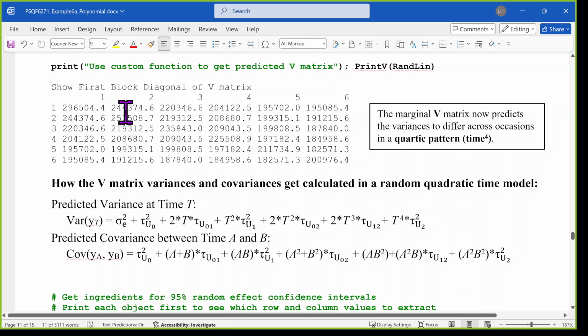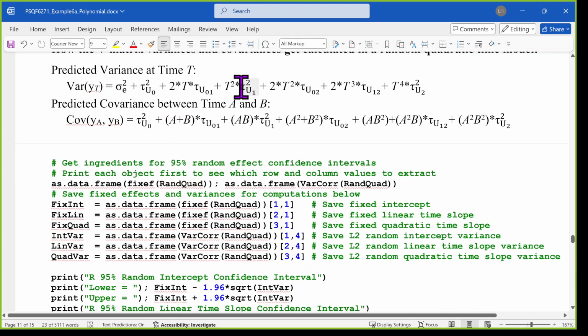So the only thing that I'm showing here is the V matrix because this wasn't printed well out of Stata. So this is the model implied pattern of variance and covariance over time. And this is how it got computed, is this big nasty function right here, with time to the 4th power involved.